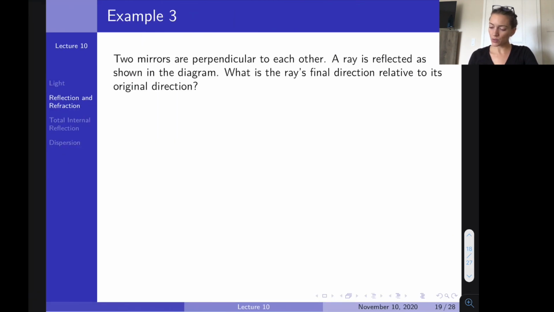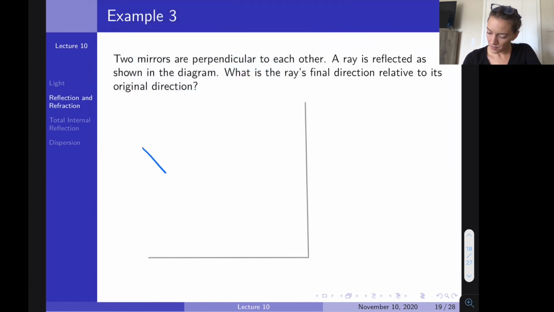Okay, now let's do one more example. Here we have two mirrors that are perpendicular to each other, so I'm going to draw the diagram. We have two mirrors perpendicular to each other like this. A ray comes in, like that, and let's put a normal here. The ray is being reflected at some angle, we'll call that theta 1. We want to know what is the final angle it's going to be reflected at.